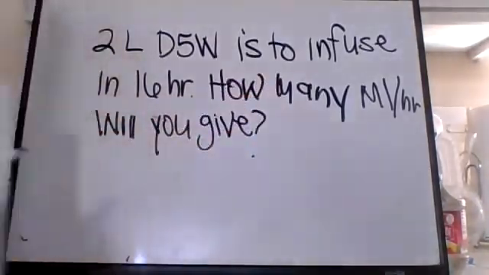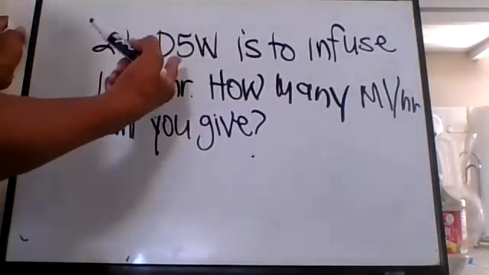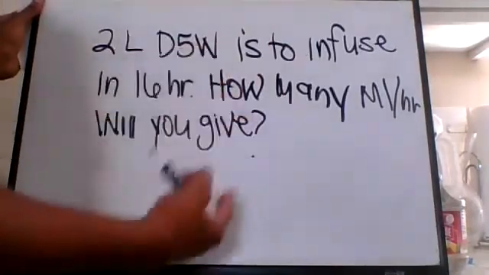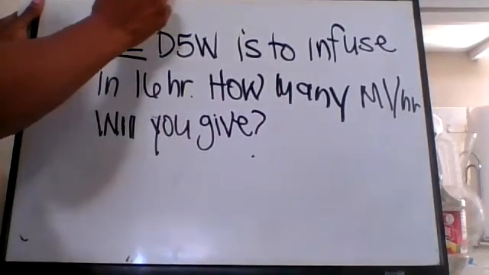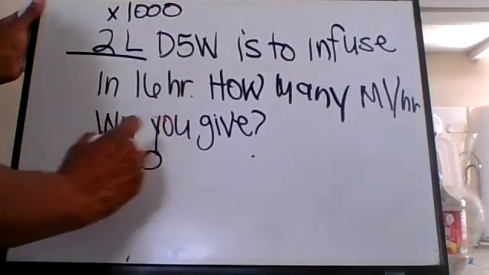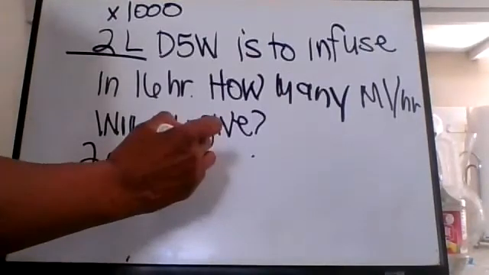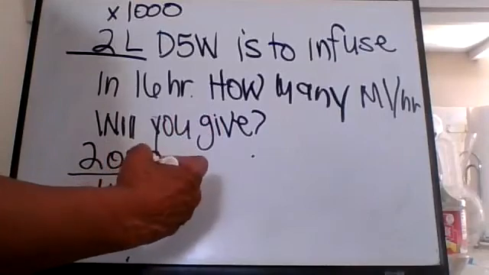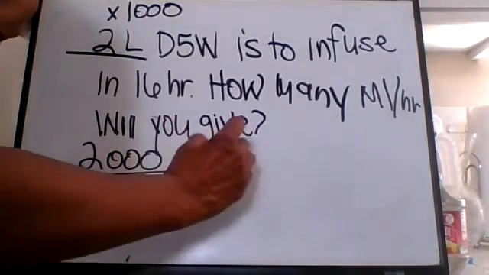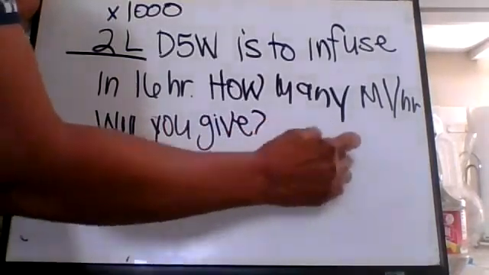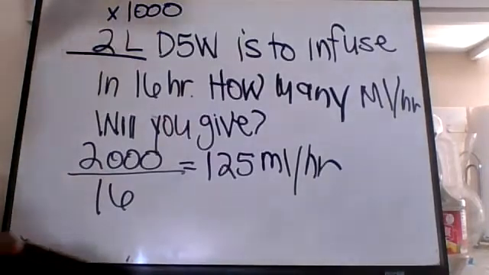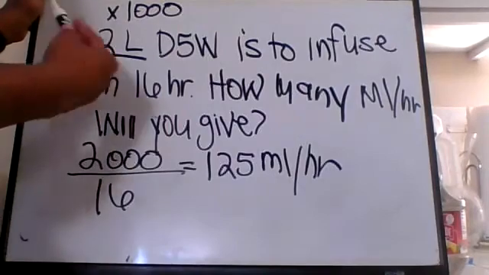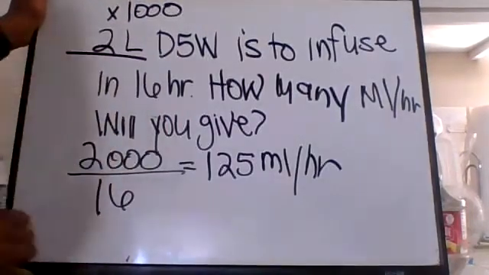So we know that the setup is milliliters to be infused divided by hours, right? That's milliliters per hour. So here we have to convert the liters to milliliters. We do that by multiplying by 1,000, and we come up with 2,000 milliliters divided by 16 hours. We don't have to do any converting with the hour. So that's 2,000 divided by 16, and that gives us 125 milliliters per hour. So remember, if liters is what you have to infuse, you must always convert it to milliliters. Let's do a couple more of these.